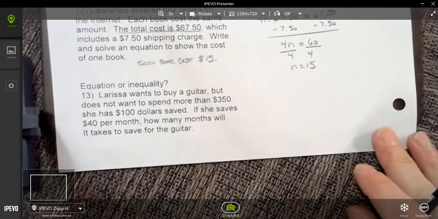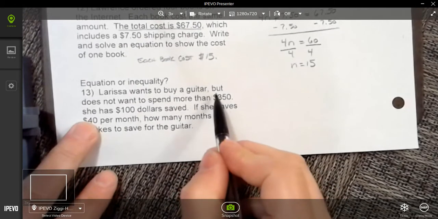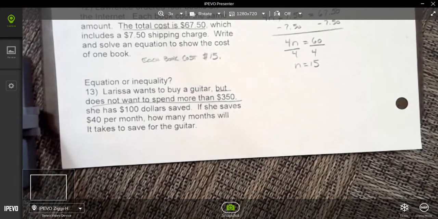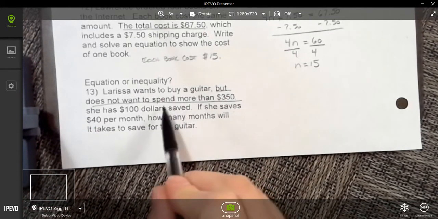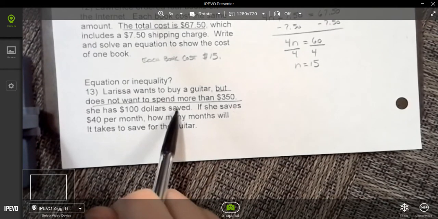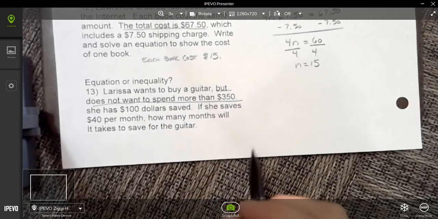In the last problem, we're told that Larissa wants to buy a guitar, but she does not want to spend more than $350. And again, that sentence right there lets us know that we're working with an inequality. If she doesn't want to spend more than $350, that means she can spend less than $350 or exactly $350. We're told that she has $100 already saved, and if she saves $40 per month, then how many months will it take for her to save for her guitar?